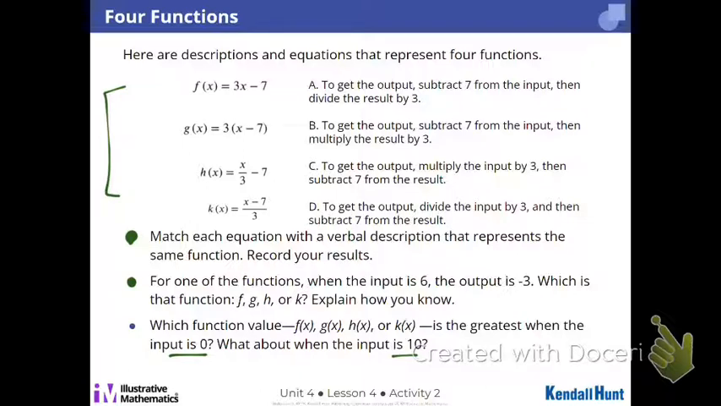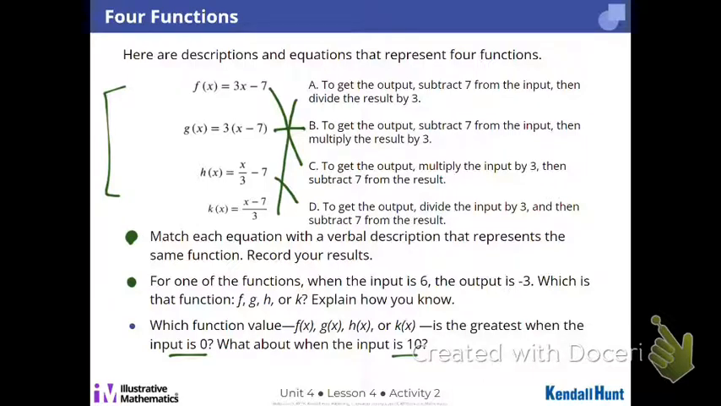All right, so now that you've had some time to look things over, let's match things up for the first bullet. The top one there is going to go with C. Multiply by 3 and then subtract 7. The G function is going to go with B. Subtract 7 from the input and then multiply by 3. The H function goes with D. We're going to divide by 3 and then subtract 7. And then the K function goes with letter A. We're going to subtract 7 first and then divide by 3.